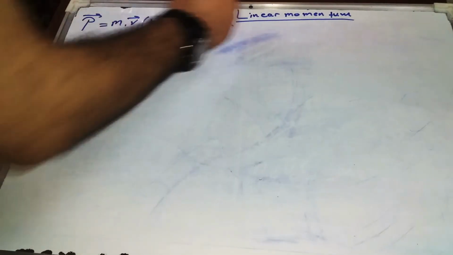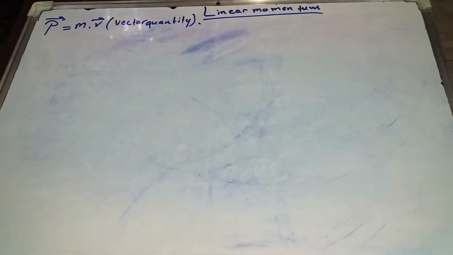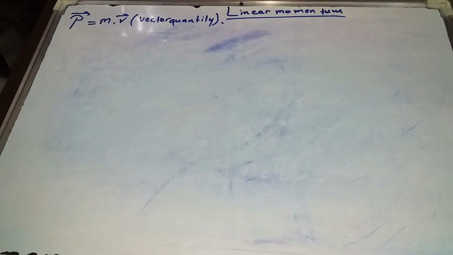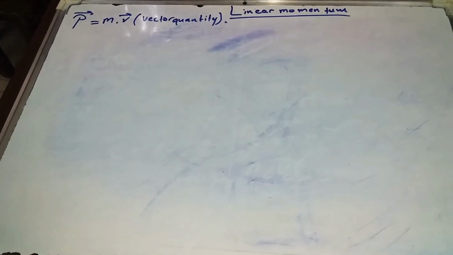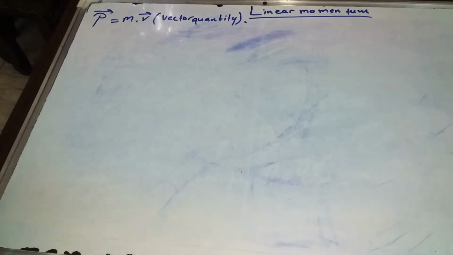Now, why linear momentum? This physical quantity studies many actions that are happening in our daily life. For example, a car accident, a recoil of a handgun, a recoil of a cannon, a recoil of a rifle, billiard balls, Newton's game, and many stuff.